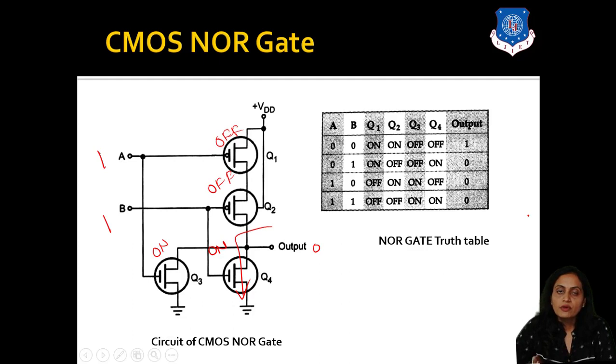And now if you want a 3 input NOR gate, then you just increase the number of NMOS over here in parallel and increase the number of PMOS over here in series, and connect the NMOS and PMOS with the third input.